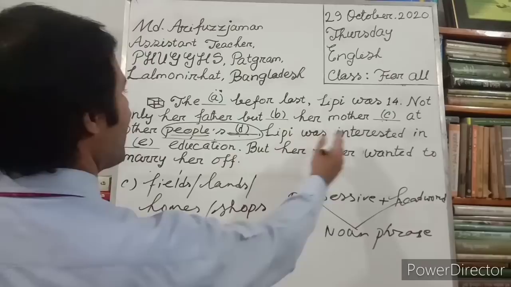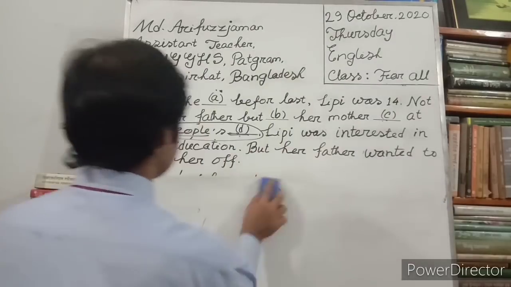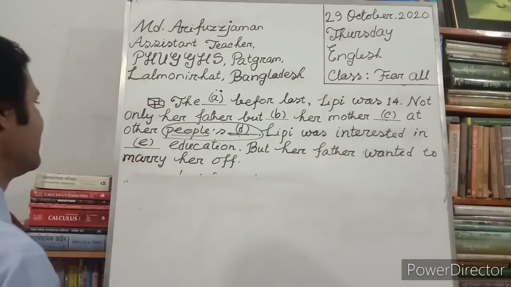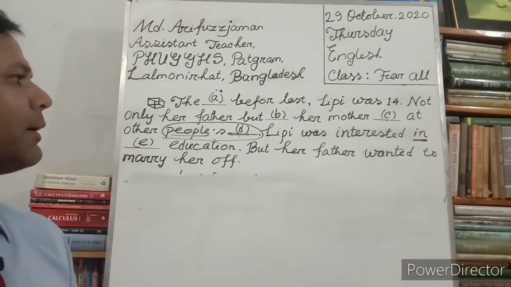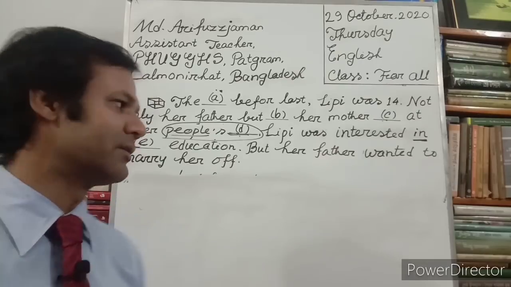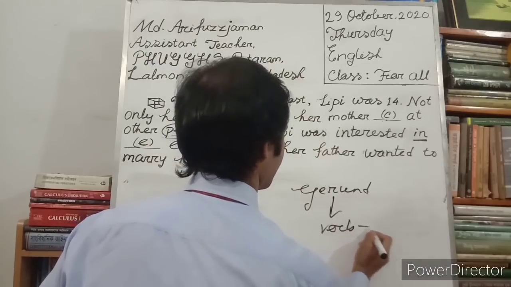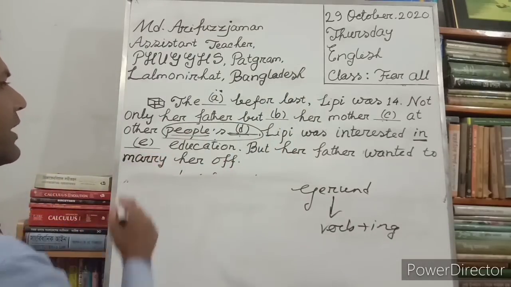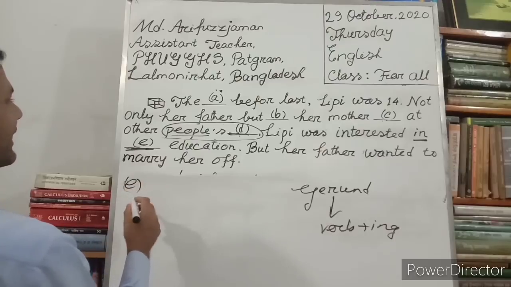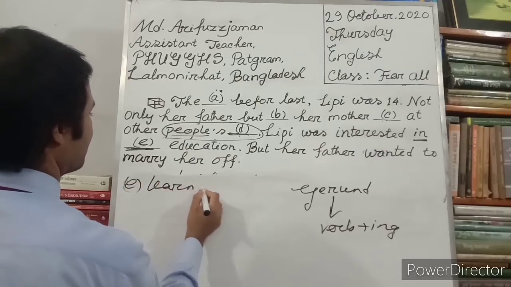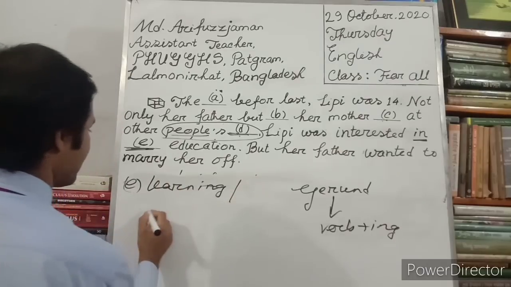The next sentence is Lipi was interested in, there is a gap, education. We have to skip this first. Lipi was interested in education. This is a preposition. And we always have to bear in mind that prepositions are always followed by a gerund. Gerund means verb plus ing. So we have to write a gerund word here. Lipi was interested in gerund, education. So we can write here verb plus ing. We can write learn plus ing, learning. Lipi was interested in learning education or acquiring education.